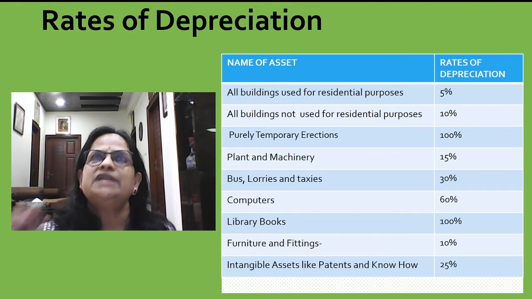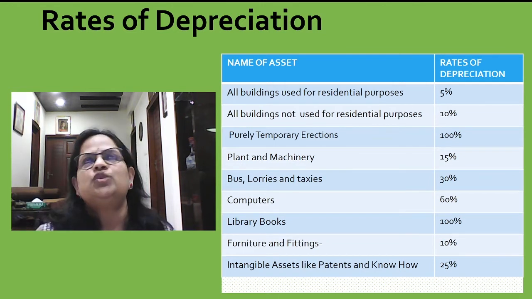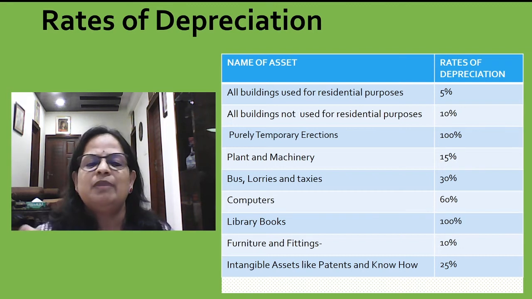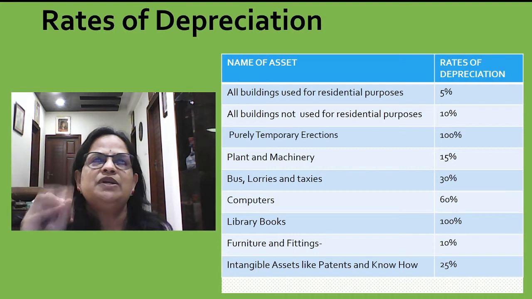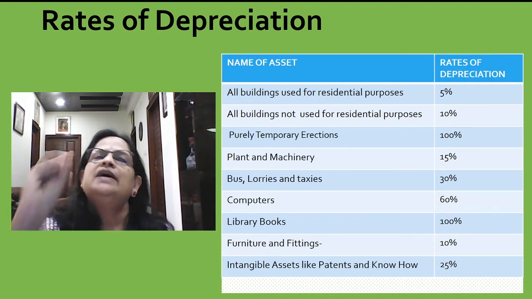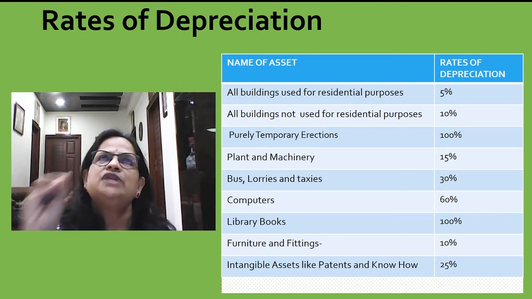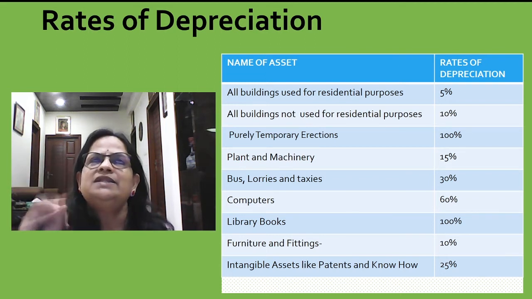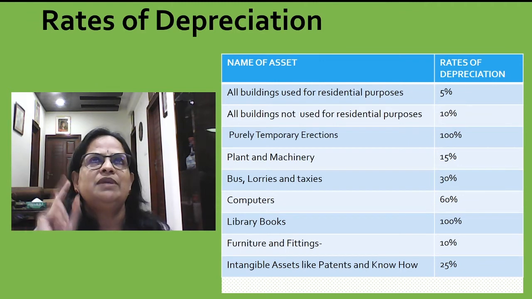Furniture and fittings, it's 10%. Intangible assets like patents and know-how, it is 25%. So we have to remember that. This patents and know-how purchase, it's not allowed because it's a capital expenditure. But you have to remember that if this item is there, actual depreciation of 25%, you have to provide as depreciation. So that you have to remember the percentage.